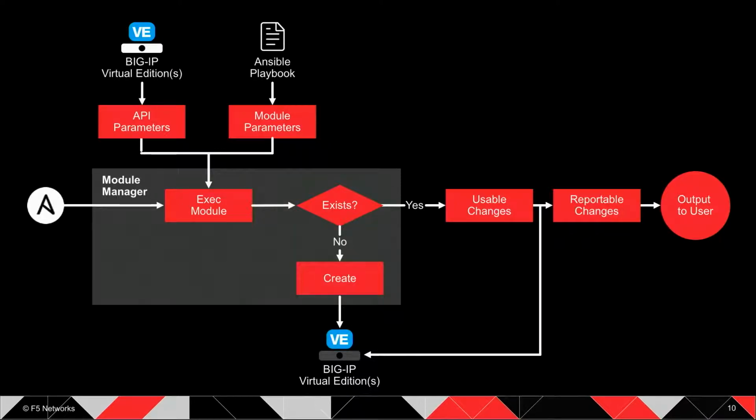So say you just updated the port of a virtual server. It would notify you that that change happened, but the rest of it's idempotent. So it's not wiping away the virtual server just because you've changed one parameter. It's only making the difference.